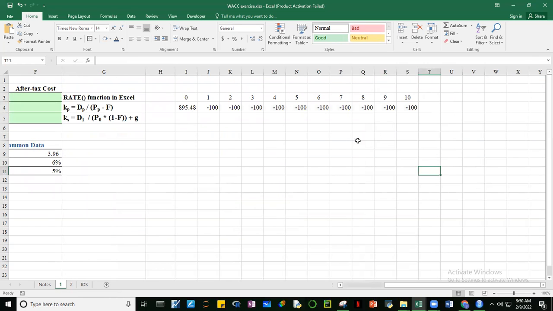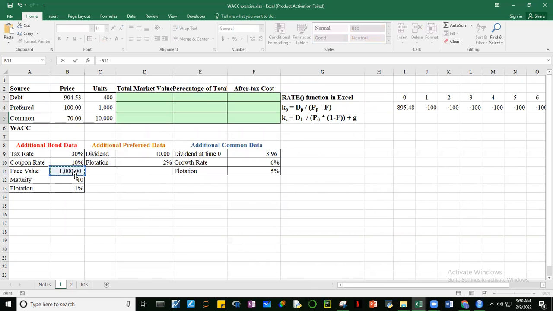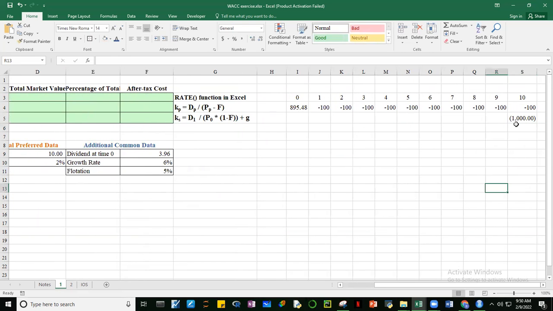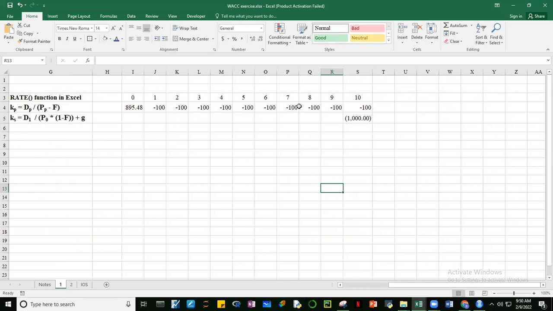Okay? All right. And at the end, guys, magbabayad po sila ng ano? Magkano ibabayad nila? Yung 1,000 na to, yung principal, no? Ayan. So this is the cash flow. Ito yung cash flow ng bond na to, no?